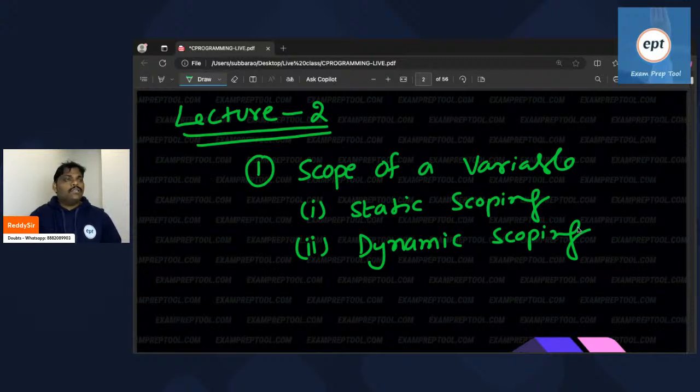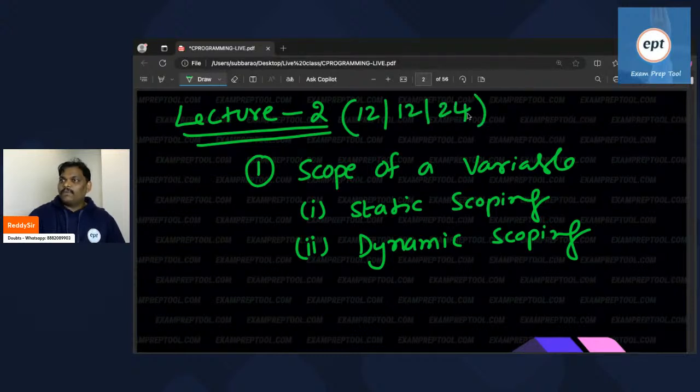This is lecture number 2. Lecture number 1 was a syllabus only. Nothing happened. It is lecture number 2. So today's date also I am writing. I think today is approximately 12/24. Right? Scope of a variable is the first chapter. Scope of a variable, static scoping, dynamic scoping, we are going to discuss in today's class. Right? Fine.